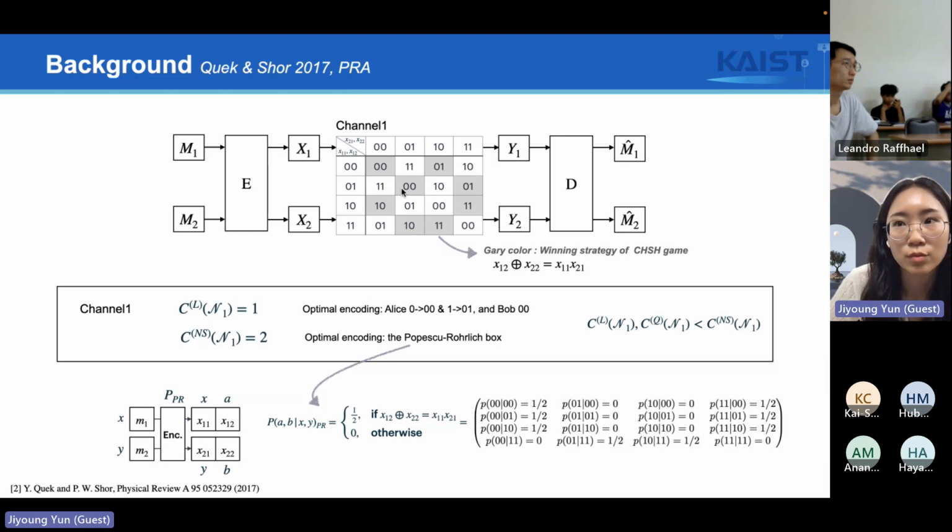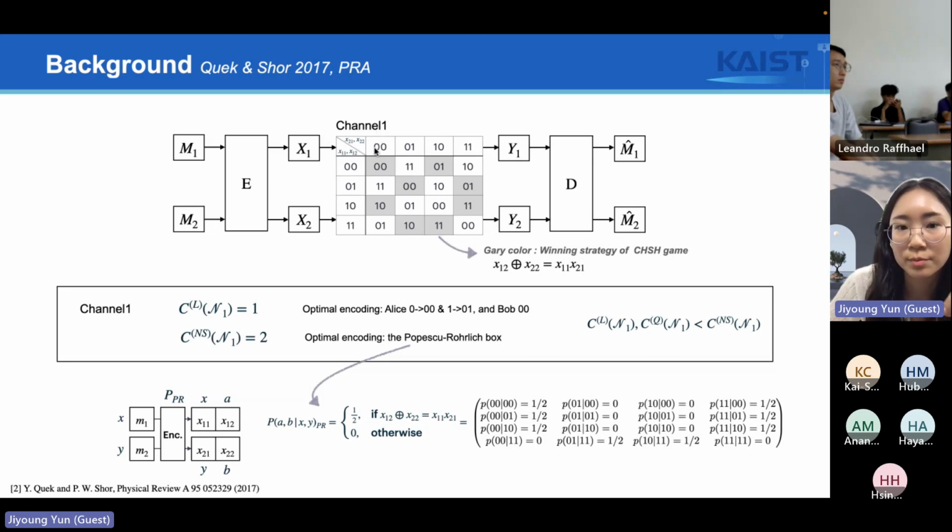So we considered very specific channels that can show the gap between the Shannon limit and the quantum resource. This channel looks very specific because it depends on the CHSH game. If the 4 bits are in the winning strategy of a CHSH game, then it will go through a noiseless channel. And if the 4 bits of the channels are not in the winning strategy, then it will be split. So we define a very specific channel. Then it will depend on how we can prepare the code word here, right?